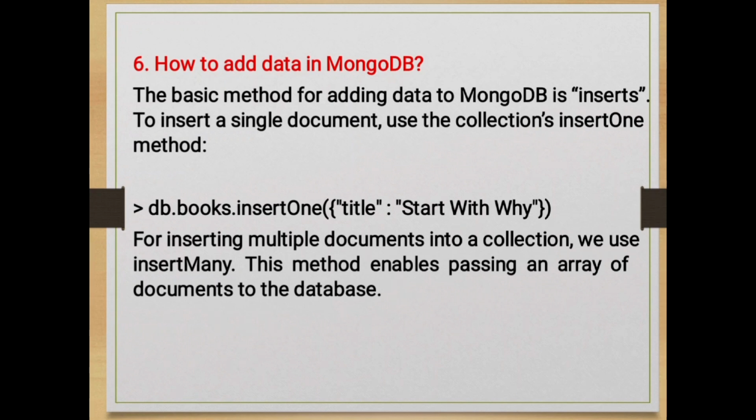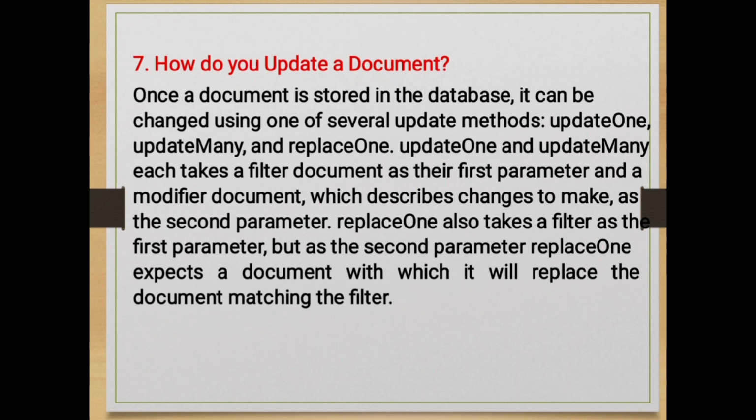How to add data in mongoDB? It's very simple. The basic method for adding data to mongoDB is inserts. To insert a single document, use the collection insertOne method. For example, db.books.insertOne, and you have to mention the title key value pair here. For inserting multiple documents into a collection, we use insertMany. This method enables passing an array of documents to a database.